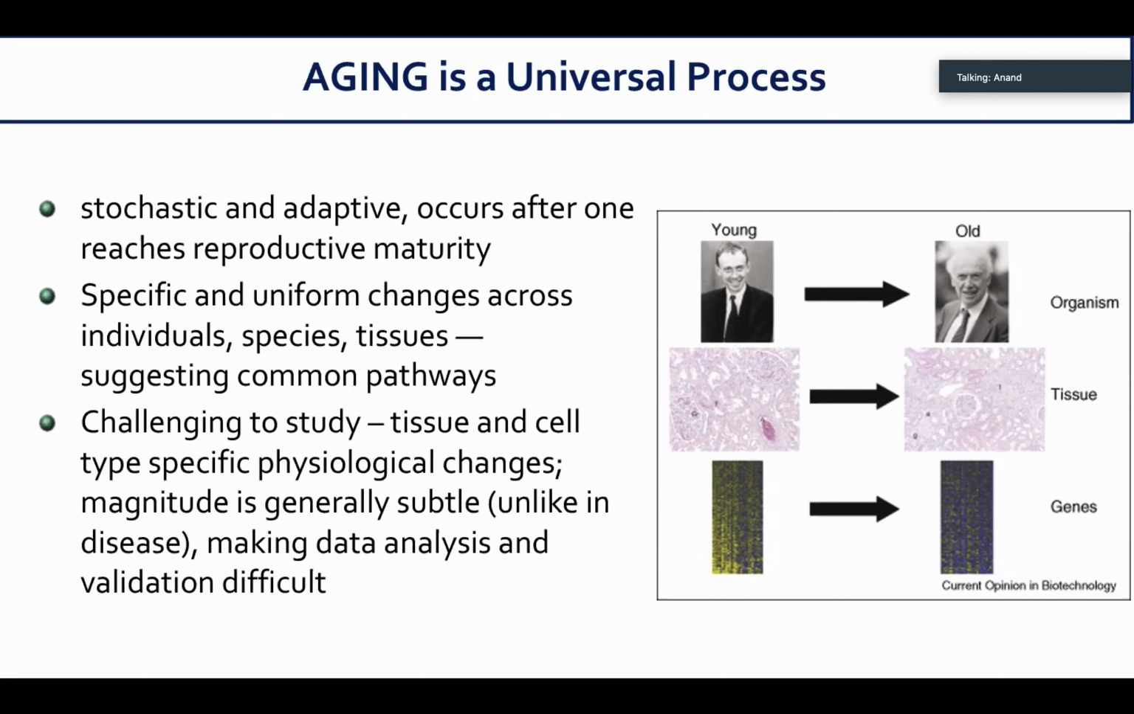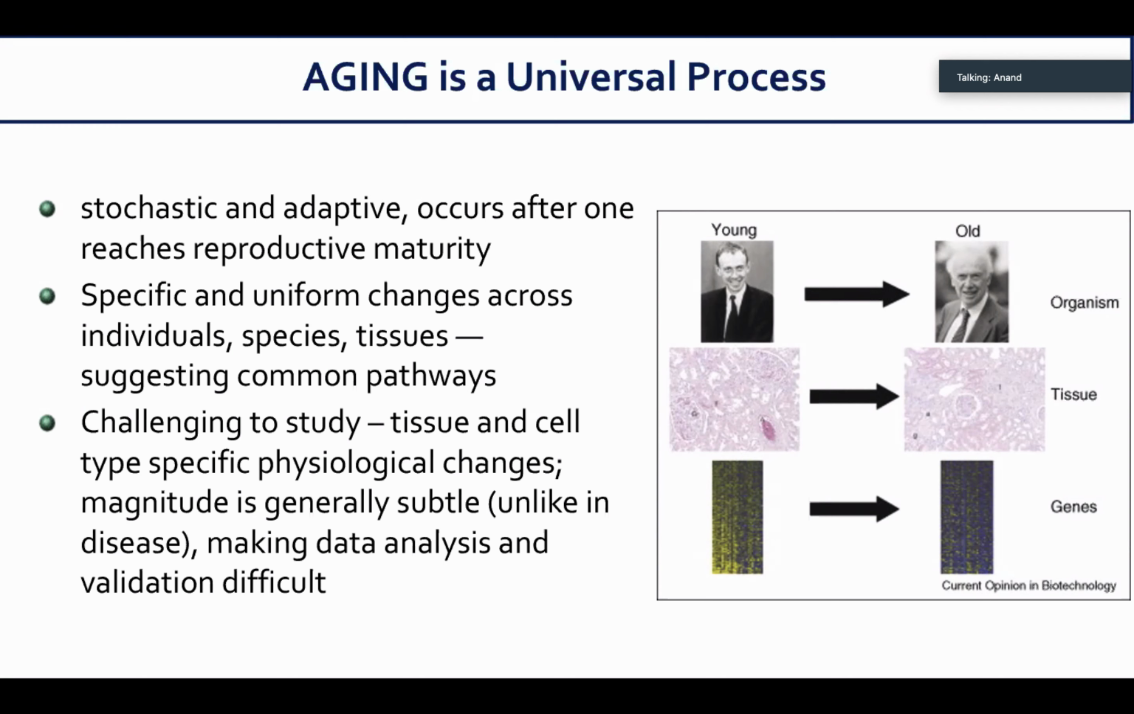But aging has been a subject which is extremely challenging to study. The primary reason for that is really that these changes not only could be very specific, but their magnitude is generally very subtle. Now, it's not hard to appreciate that if you have a disease or if you knock out a gene or something major happens, you're going to have big changes, both in gene expression, protein function, or cellular pathways. But aging is not that way. In aging, you have very subtle changes, but significant changes.